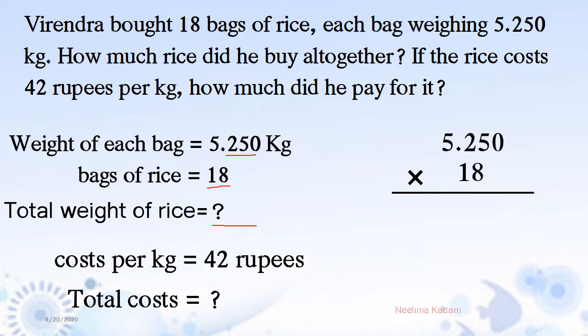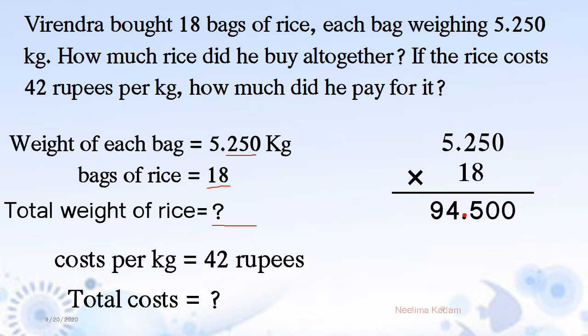Multiply this. 18 zeros are 0. 18 fives are 90, 0 carry 9. 18 twos are 36 plus 9, 45, carry 4. And 18 fives are 90 plus 9, that is 94. So the answer will be 94.500. So he bought 94 kg 500 grams of rice.